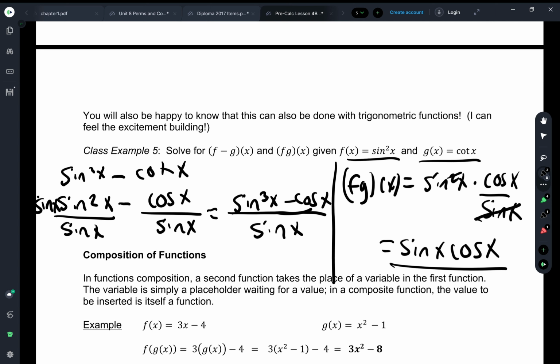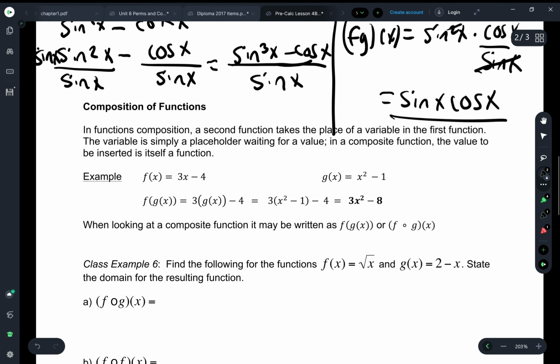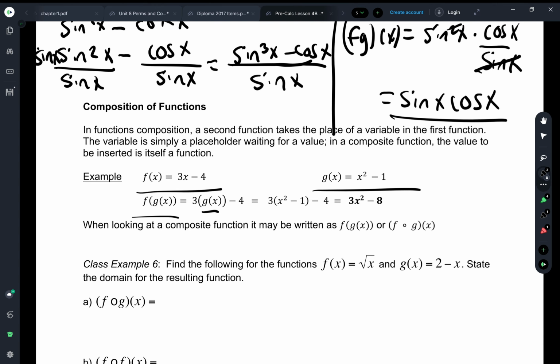All right, and then we have some composition of functions. That's the f of g stuff and the g of f. We're looking at these functions here. We have f of x and our g of x. They did f of g here, just showing you that means you put the g in for the x's in f. Kind of showing you an example here.